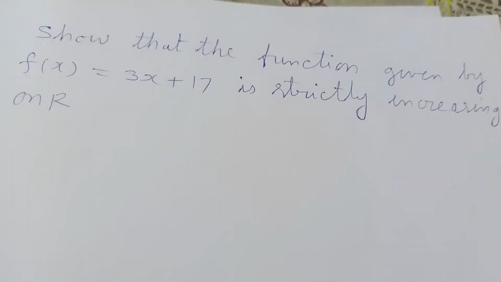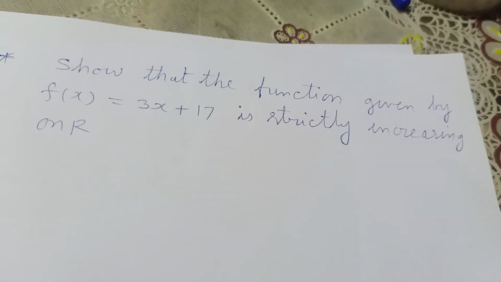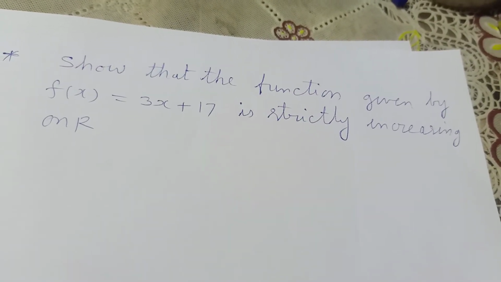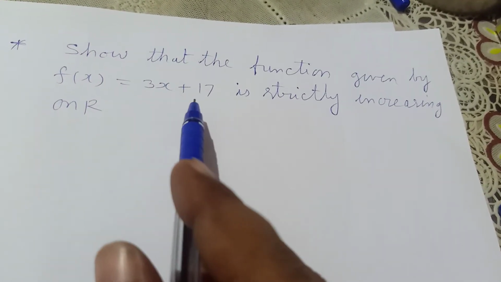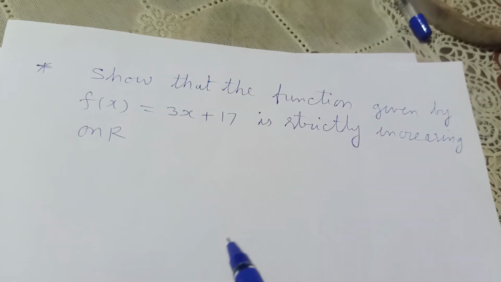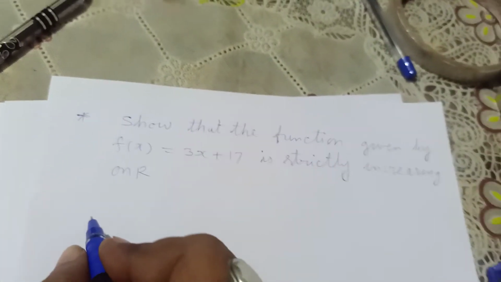Our first problem is: show that the function given by f(x) equal to 3x plus 17 is strictly increasing on R. The function is given and we have to show that it is strictly increasing on R. So let's see the solution.